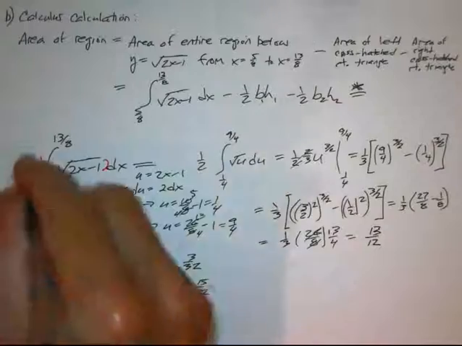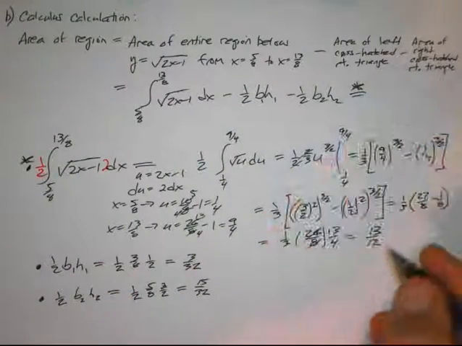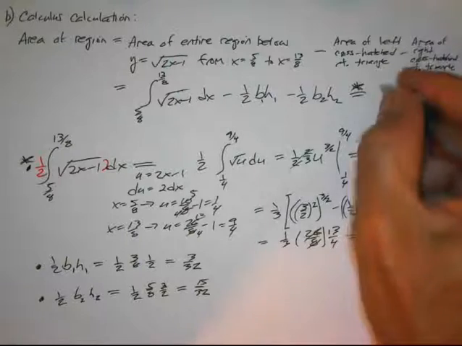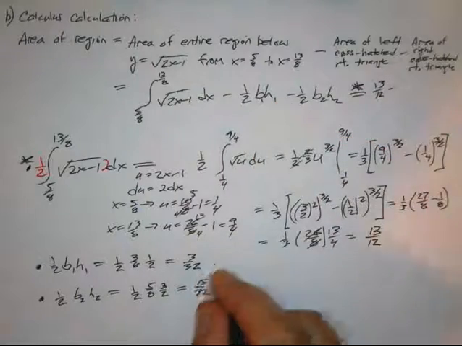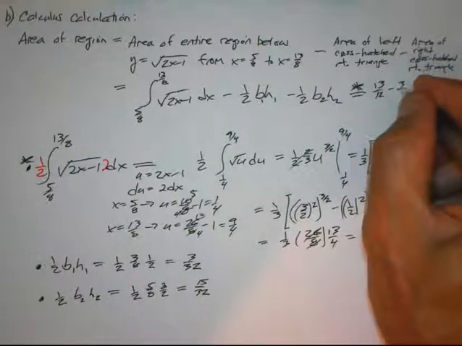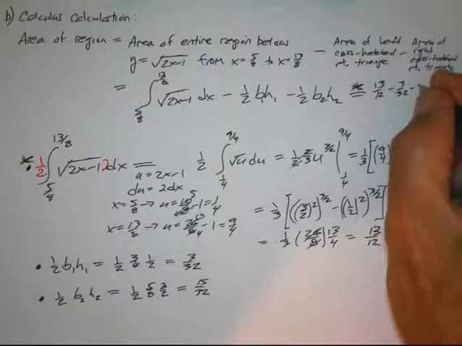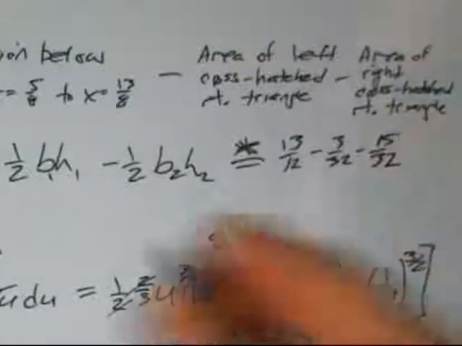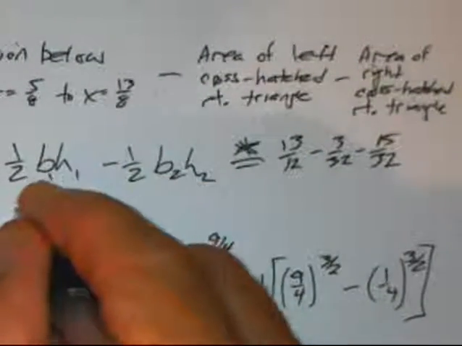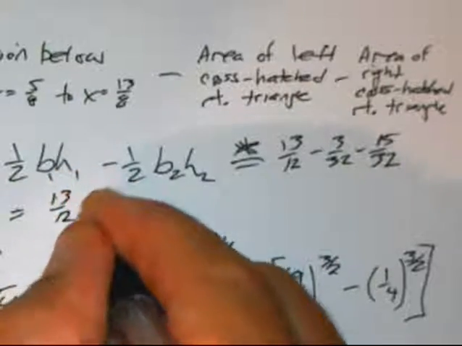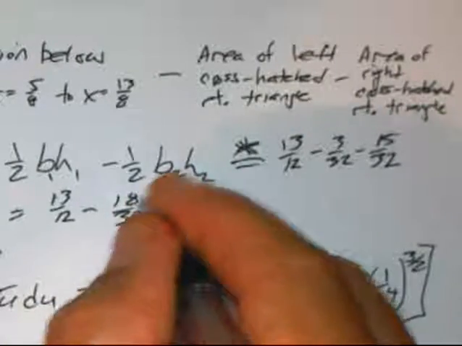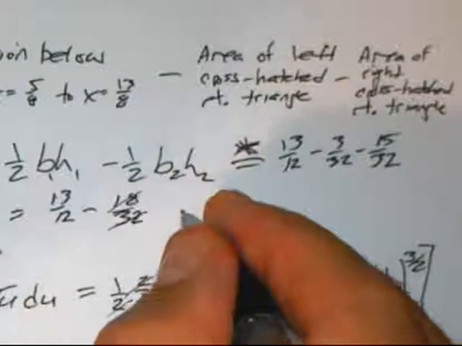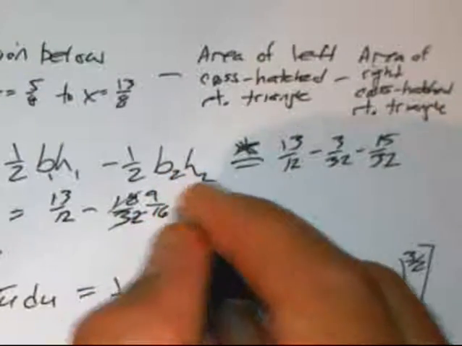Alright, so these are our various sub-calculations here, making up this asterisk, bring back the results. This is then 13/12 minus 3/32 minus 15/32. Okay, so rounding up all these subtractions, we end up with 13/12 minus 18/32. Cancel, factor of 2, it's 9/16.